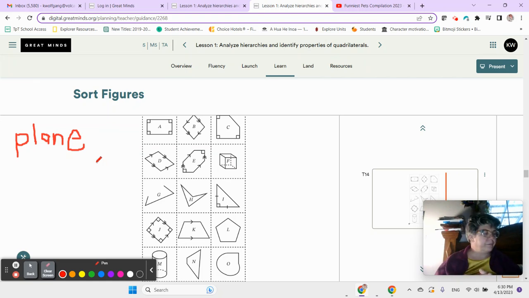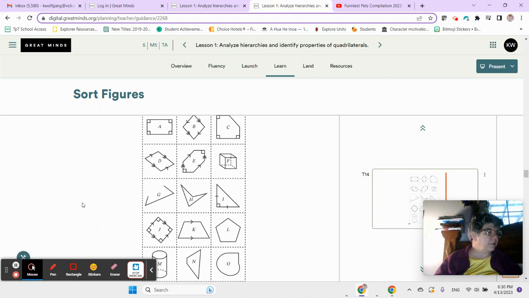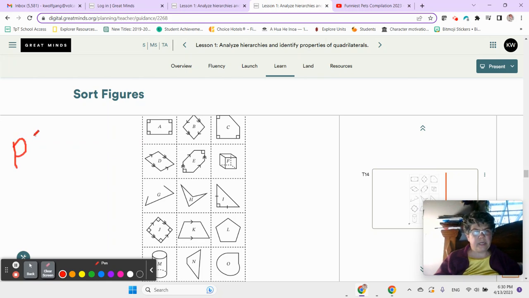That's kind of what we're thinking about. All right. So our two-dimensional figures lie flat on a plane. Our three-dimensional figures do not because they are three dimensions. Got that? All right. Nice. Now go ahead and sort your two-dimensional figures into polygons and non-polygons. Okay. So you're going to sort them into polygons and non-polygons.